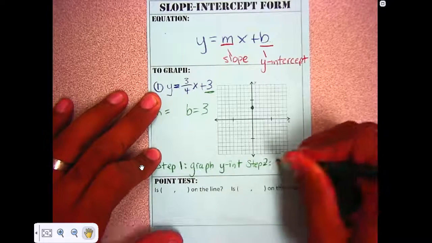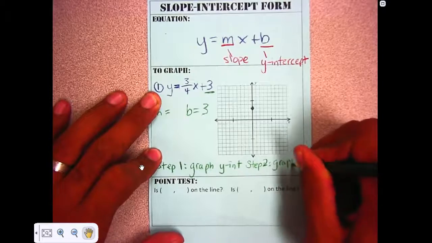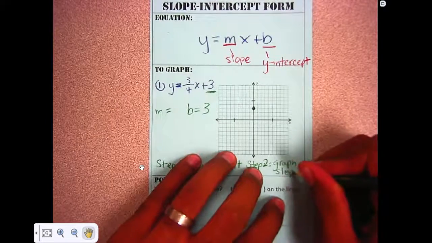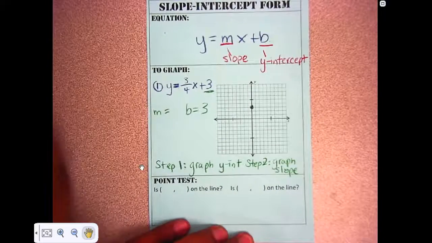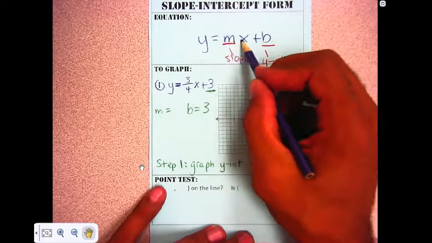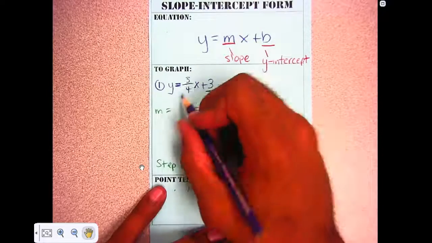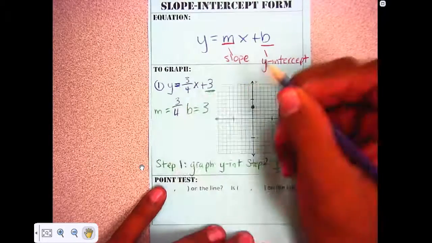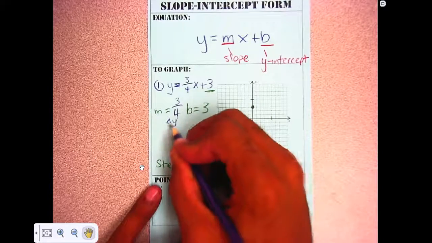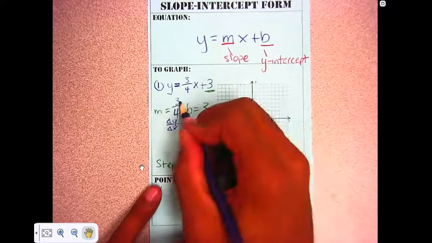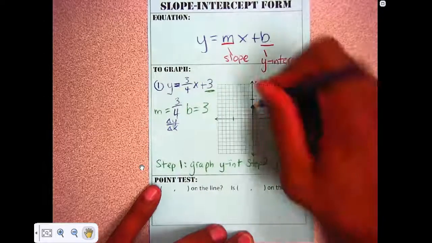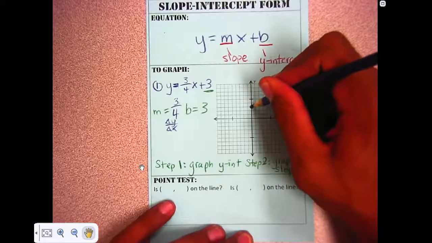The second step, step 2, is going to be graph the slope. The slope here is the number next to x, so 3 over 4. And remember, this is the change in y over the change in x. So the number at the top is the change in y, the number at the bottom is the change in x.